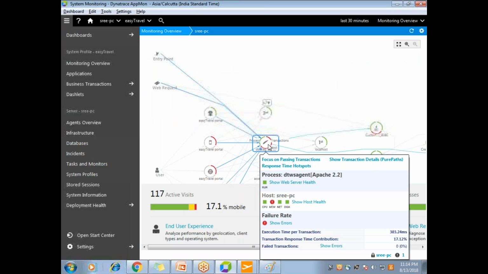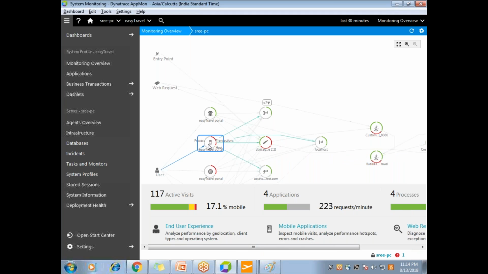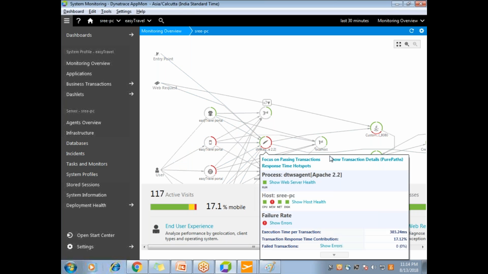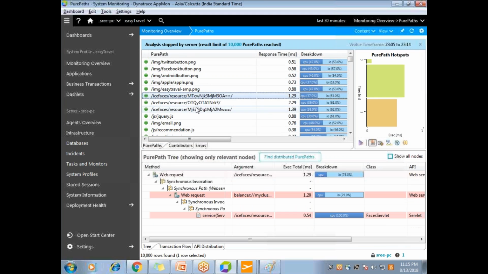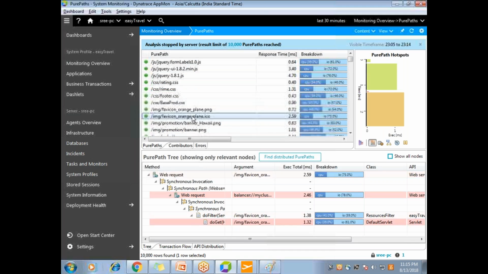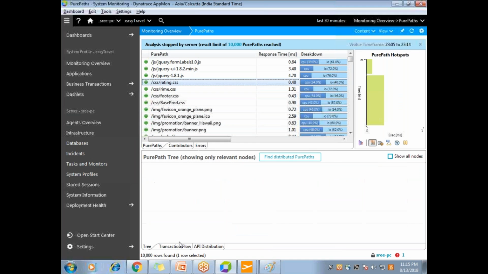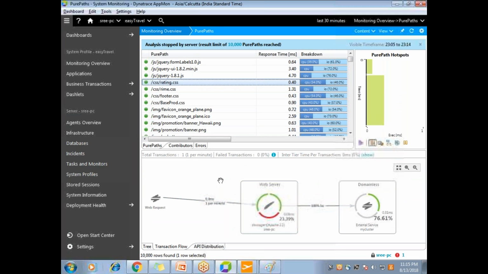Okay, so let me go with one way that I know, which is from this web server help. Here, focus on passing transactions, show transaction details. So this is one place I can go get it. But I wanted a graph here. I wanted to see in that time period how the response times were. This is like the transaction flow, where it is taking how much time and all that. So this is the beauty about this one.